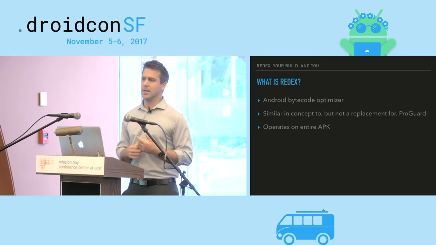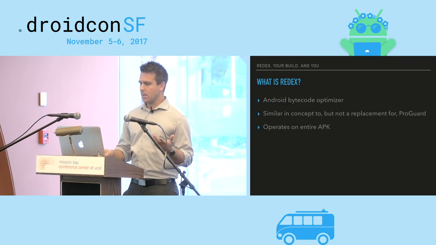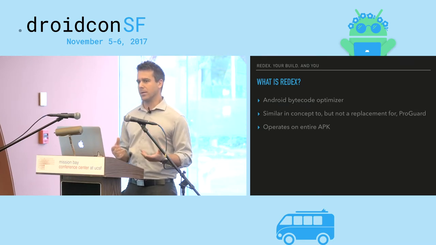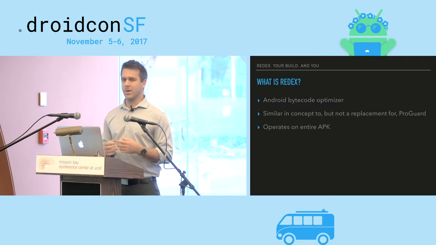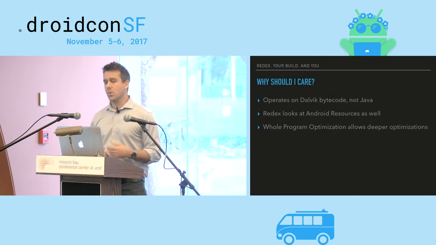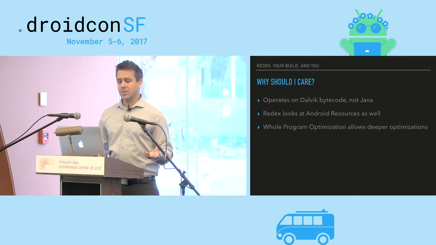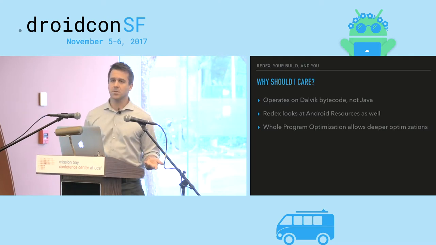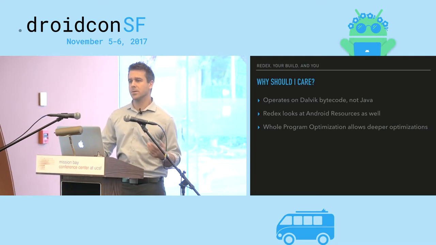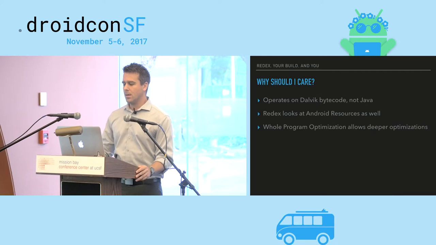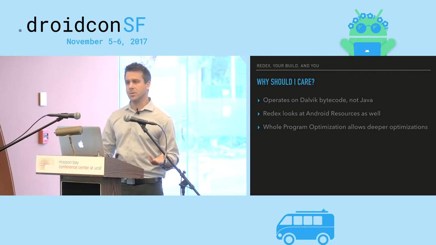What I mean by that is Redex is specifically an Android optimizer. ProGuard is any kind of Java for any platform. Redex only works on Android stuff. So why should you care about Redex? Why should you actually use it? Like I mentioned, it's specific to Android, so it operates on something called Dalvik bytecode, not Java bytecode. There's a difference. Redex also looks at the Android resources, which is a major component in the application. It's your layouts, your dimensions, your graphics files. Redex will take into account how you're using those and what it can do with them as well.